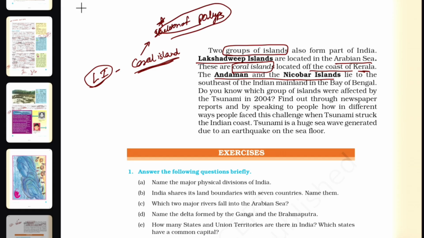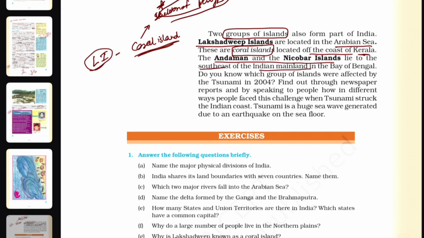Then comes our Andaman and Nicobar Islands. These lie in the southeast of the Indian mainland in the Bay of Bengal. So this was about the chapter. It was quite a short and crisp chapter. I have some basic information about our country India, basically the physical and geographical features of our country. So let's do the exercise.